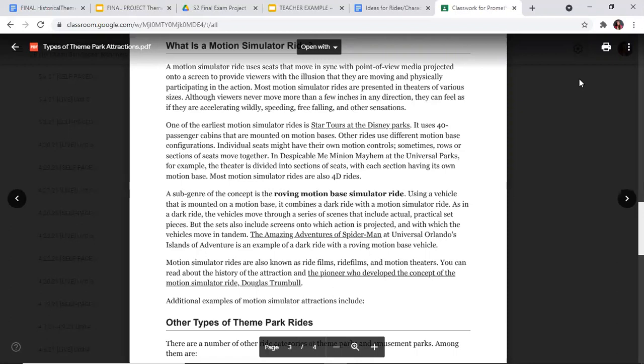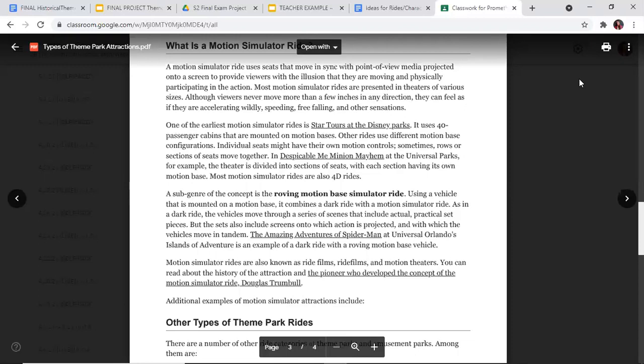Individual seats might have their own motion controls. Sometimes rows or sections of seats move together. In Despicable Me Minion Mayhem at Universal Parks, for example, the theater is divided into sections of seats with each section having its own motion base. Most motion simulator rides are also 4D rides, requiring those 4D glasses.